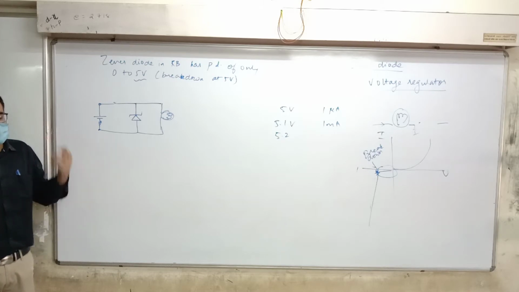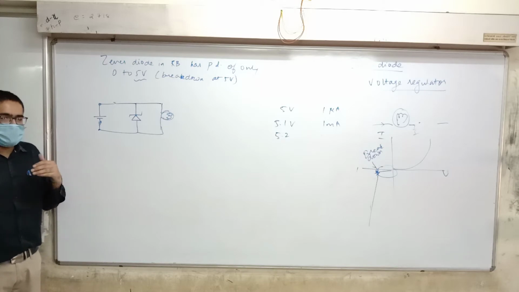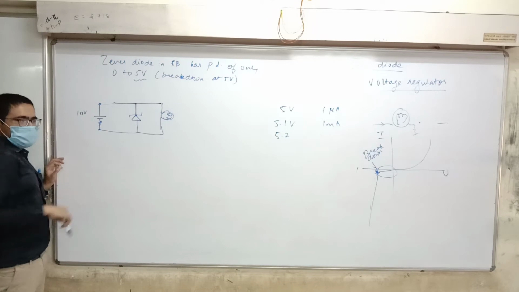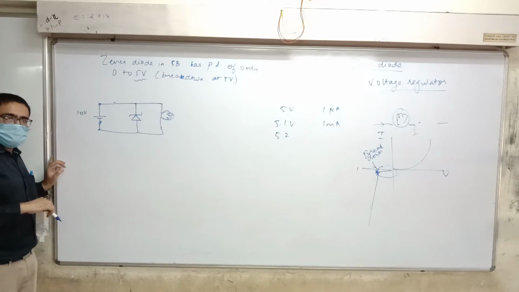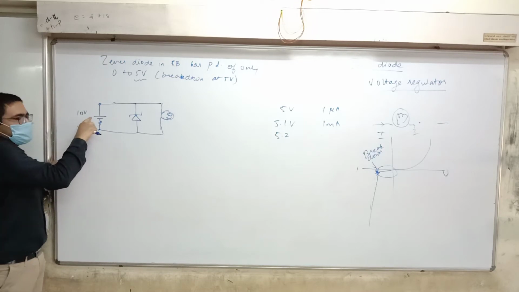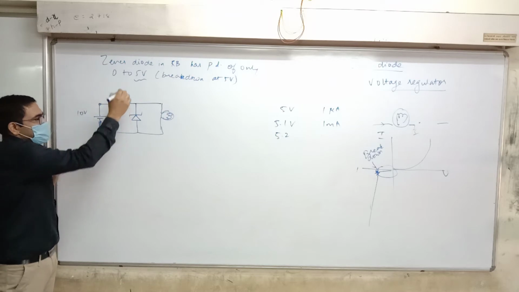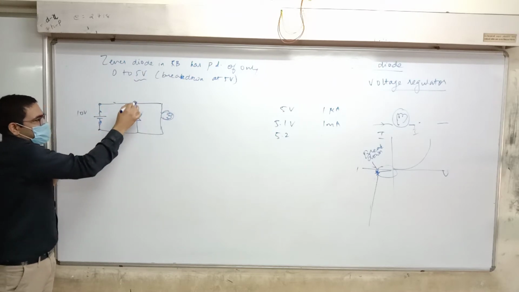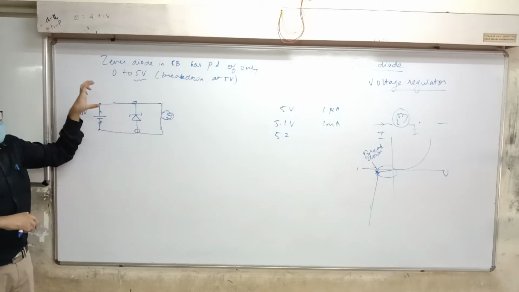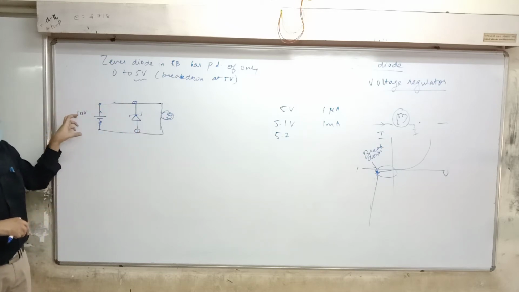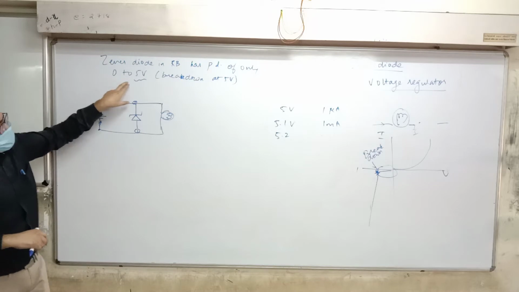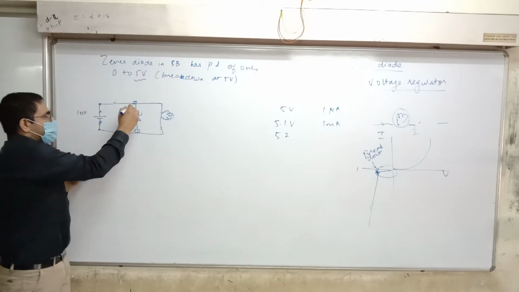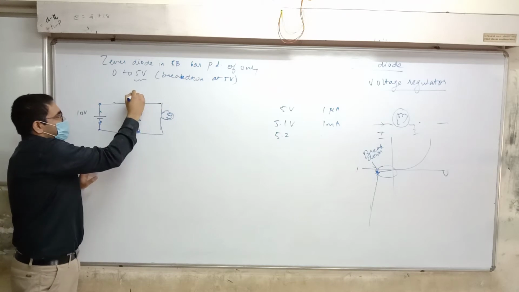Instead of 3 volt, suppose it becomes 10 volt by a fluctuation. So now if this is 10 volt, what's going to happen is here it will try to make current flow. But the zener diode over here stops it. Why? Because the zener diode voltage in reverse bias can only go from 0 to 5.